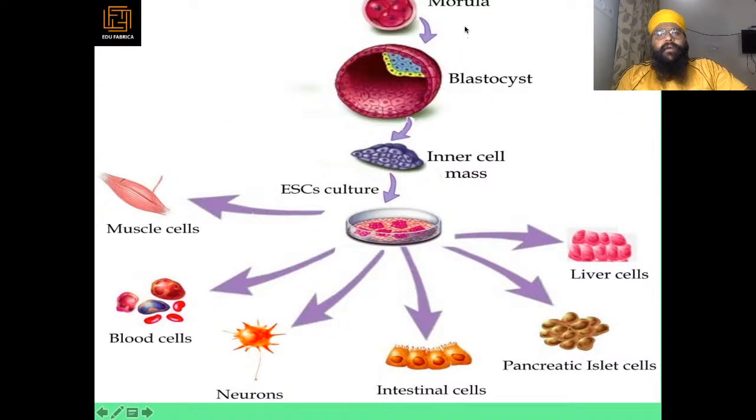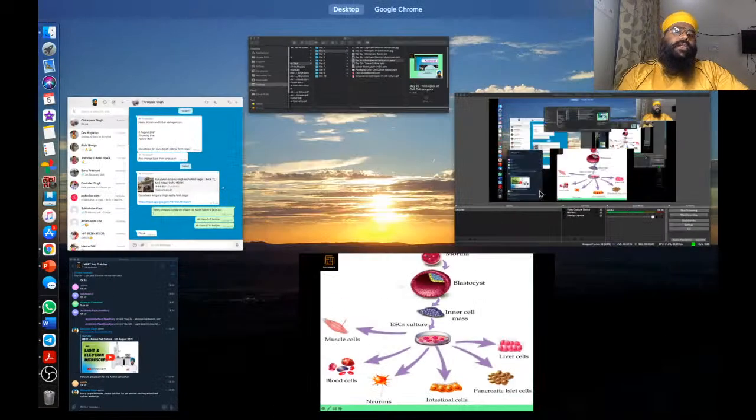So this is a morula, this is a blastocyst with the inner cell mass, and this is ESC culture, giving muscle cells, blood cells, neurons, intestinal cells, pancreatic islets, and liver cells. So that's how your different cell types could be differentiated with the help of this animal stem cell culture.